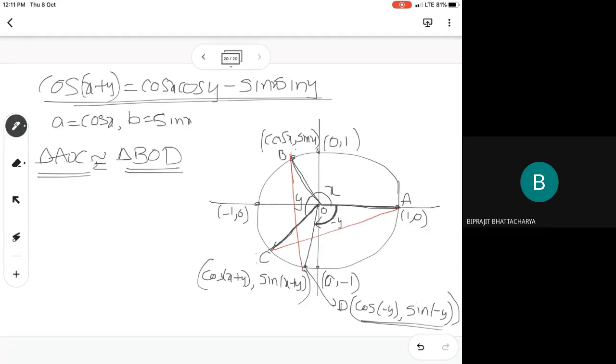When these 2 triangles are congruent, you can say that the length of BD is equal to AC. Isn't it? CPCT, corresponding parts of congruent triangles. Yes. So BD is equal to AC we'll get. BD is nothing but the length of the line segment BD. BD square is equal to AC square you are going to get.